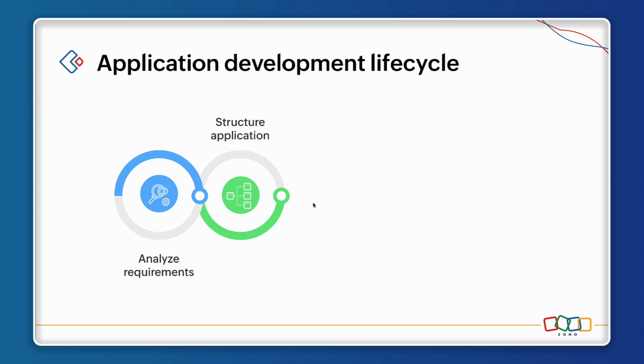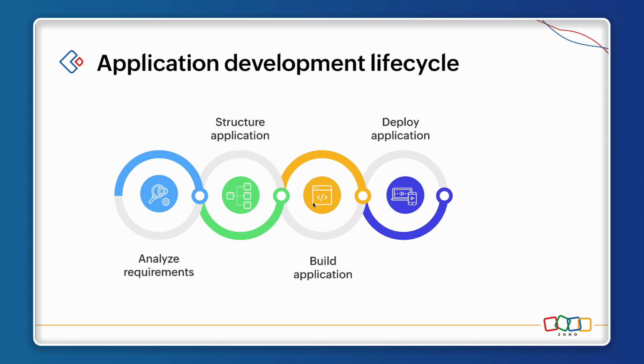Next is to set the framework. You're structuring the application. So what is the list of modules that would be required, the list of fields that would be required, how do you establish the data relationship, and you're structuring your application. Once the framework is all set, the next step is to build the application. Once you build the application, it'll go for a testing phase, and then you'll deploy the application to the production environment, and finally it'll be managed by your admin.